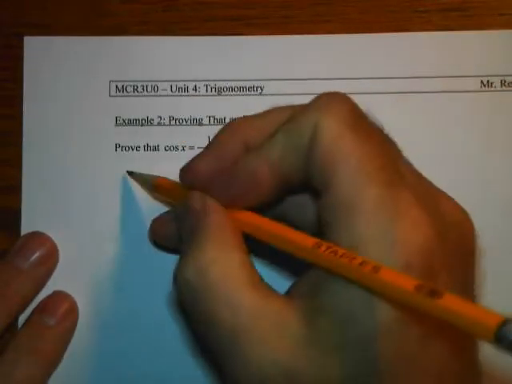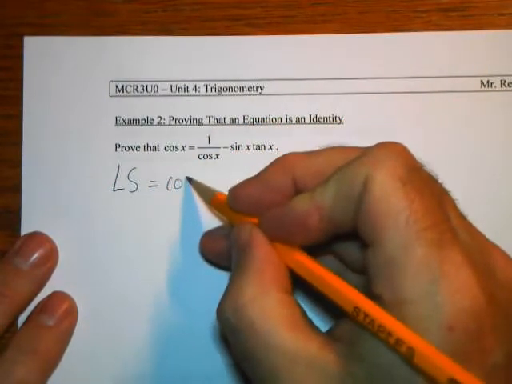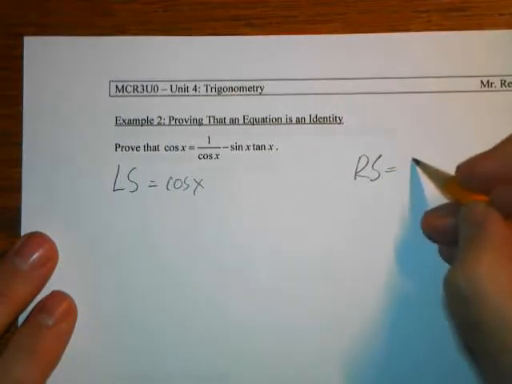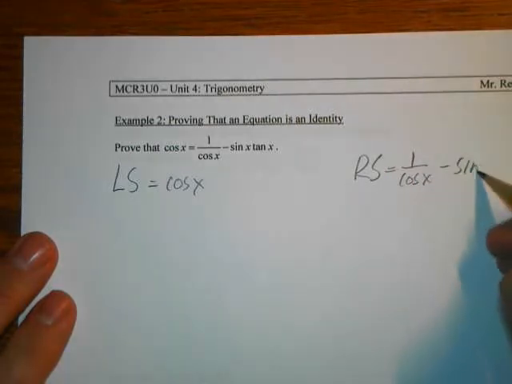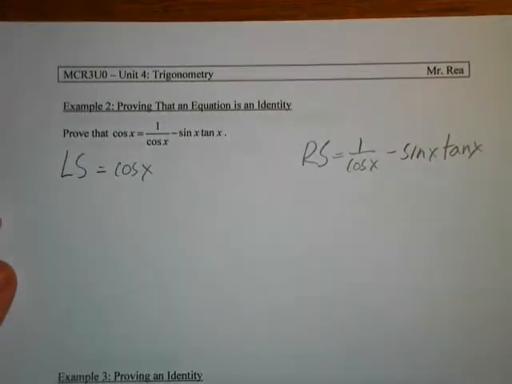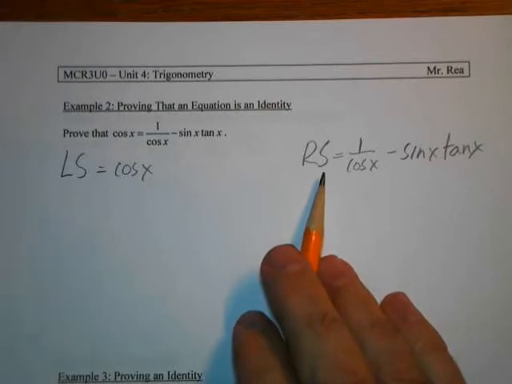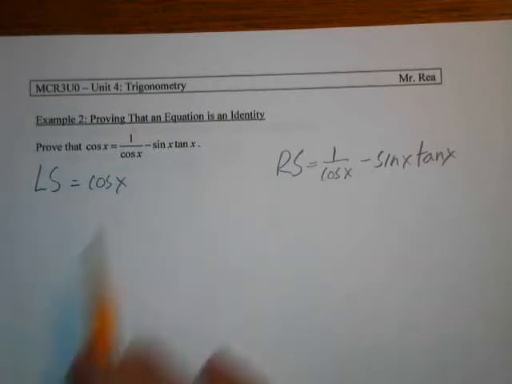Okay, so here's our next one. Again, I'm going to set this up like an identity. So the left side in this case is cos x. Over here on the other side of the brick wall, right side equals 1 over cos x minus sine x tan x. So that's multiplying. Okay, so really no question which side is more complex in this case. It's definitely the right side. So we're going to work with this, and hopefully eventually it changes into cos x.